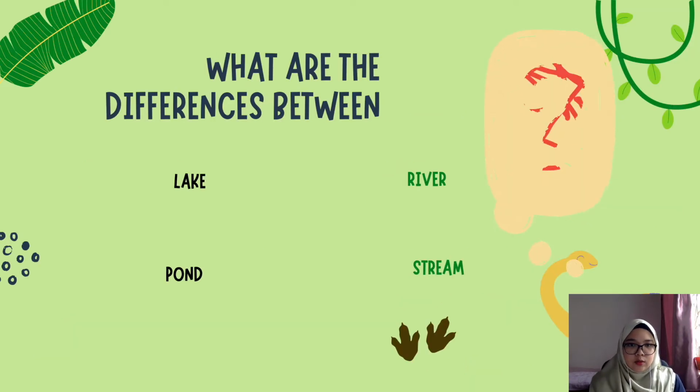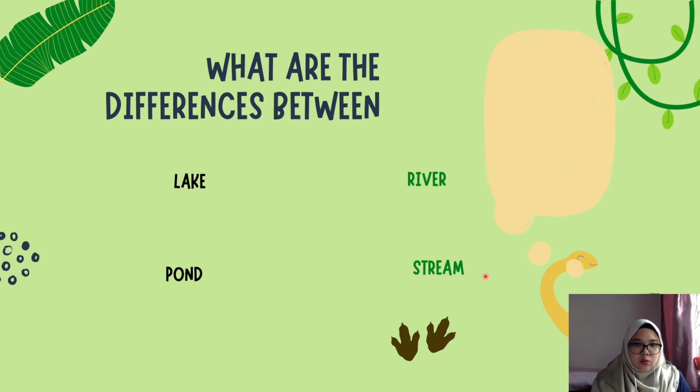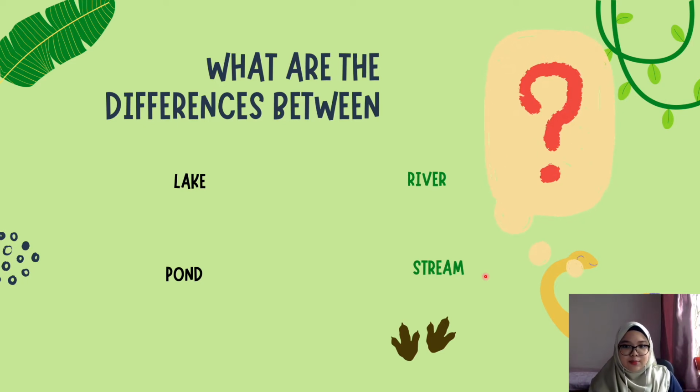Before we start, I would like to explore with all of you what the differences are between a lake, river, pond, and also stream. Usually, we know that all of these share the similarity of water. All of them flow water, all of them carry water. The role of them is to provide water sources to all of us. But do you know what the differences between these 4 water supplies are?